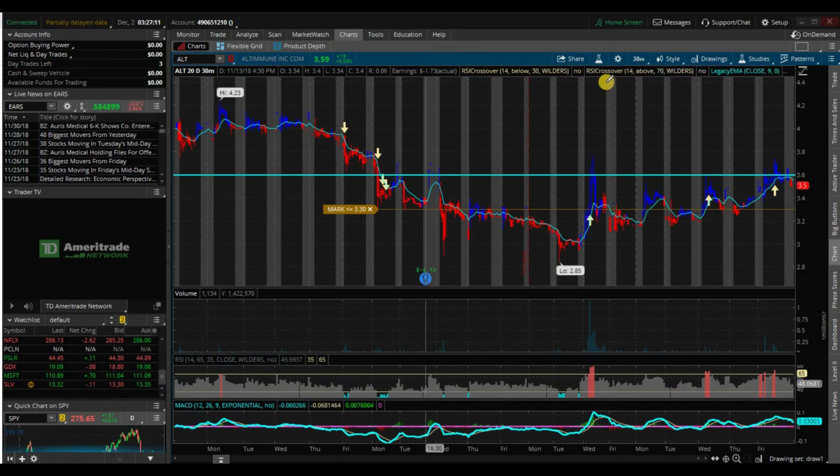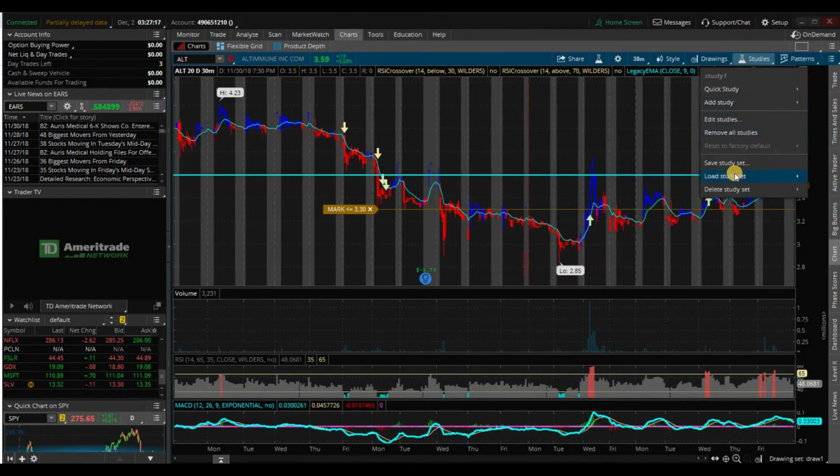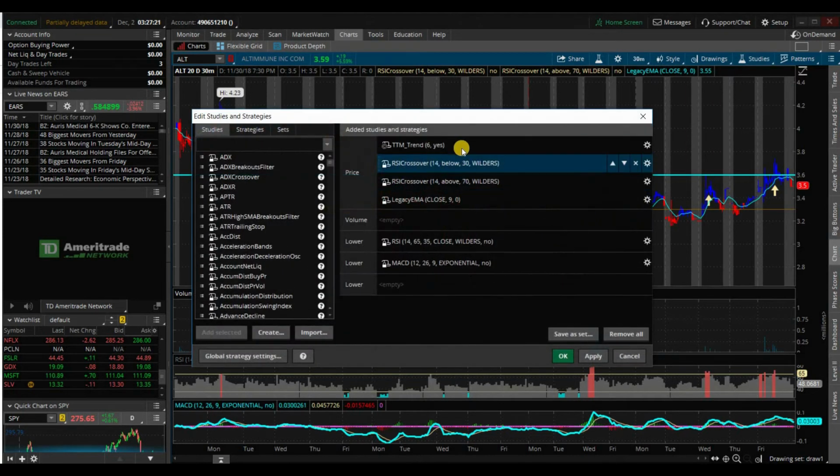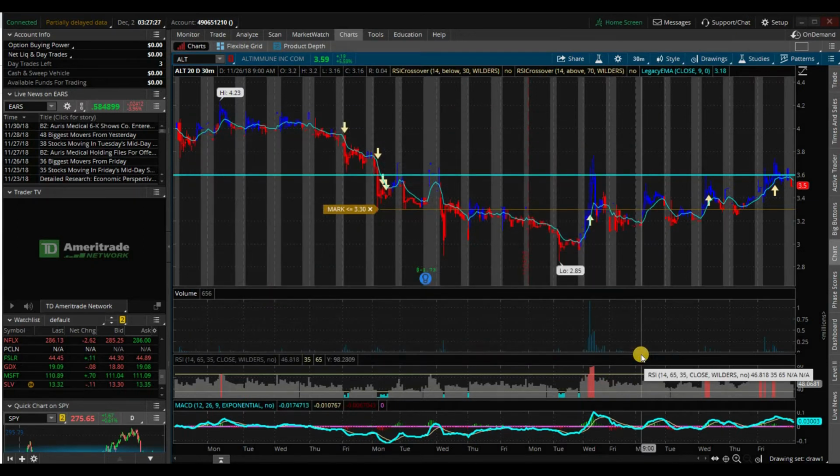Today I'm showing you everything that I use on thinkorswim. When I analyze stocks, I make drawings, and I have studies that I apply. This is my study set, I could show you. See, I use RSI, EMA, MACD. And when you use all these things together, it really gives you a good idea of which direction the stock's gonna move.